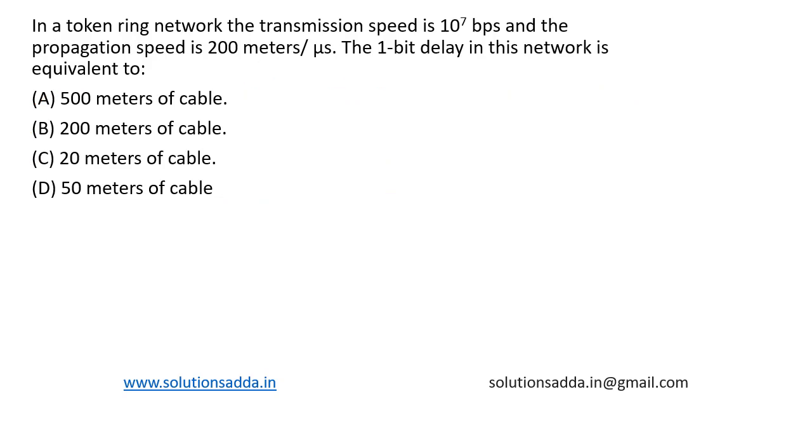This is a question from computer networks. In a token ring network, the transmission speed is 10 to the power of 7 bits per second and the propagation speed is 200 meters per microsecond. The 1 bit delay in this network is equivalent to, and 4 options are given. So let's find out the answer. Based on the given data, transmission speed, that is TT, is given as 10 to the power of 7 bits per second.